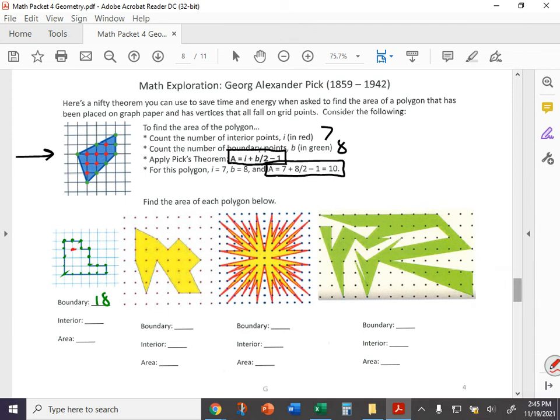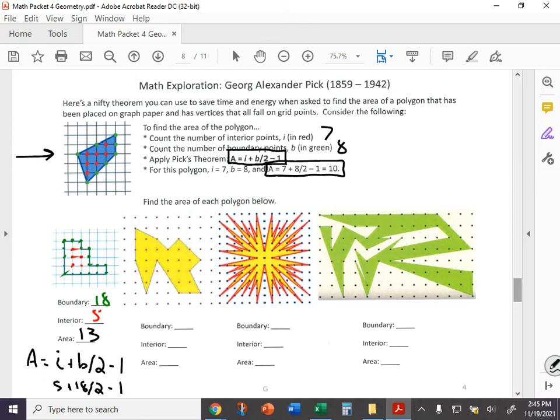We've got 1, 2, 3, 4, 5. Okay? Now, using Pick's Theorem, the area will be equal to, go back to black here. The area equals I plus B divided by 2 minus 1. In our case here, that would be 5 plus 18 divided by 2 minus 1, or 5 plus 9, 14 minus 1 would give us an area of 13.